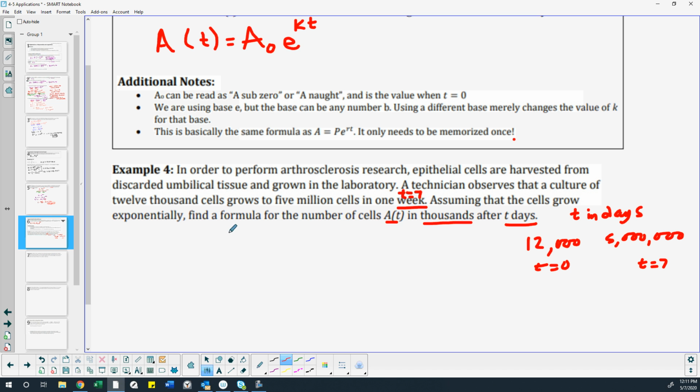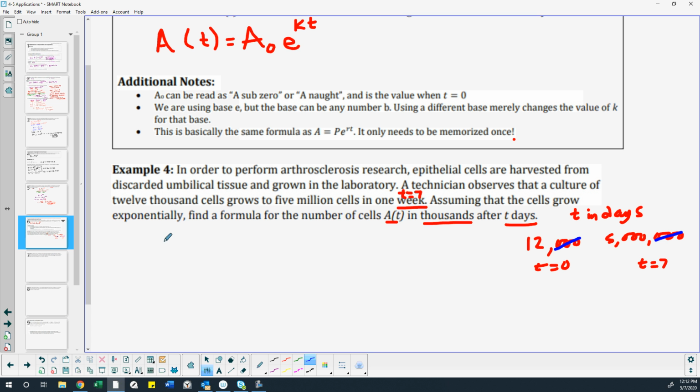Now it suggests that we're going to find the number of cells in the thousands. That's just going to help simplify our problem a little bit from the beginning if we go ahead and talk about everything in terms of thousands instead. So we're going to go ahead and get rid of 3 zeros on everything. So we would just call this 12 without writing the zeros. We just know our answer is going to be in thousands. And this one, instead of calling 5 million, we would call it 5,000, which is the same as 5 million.